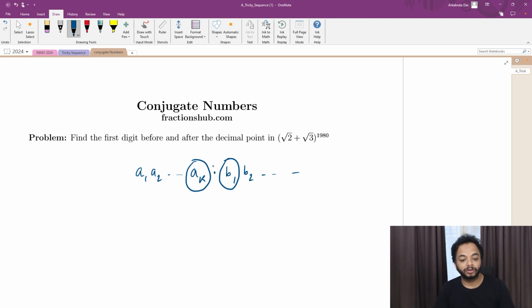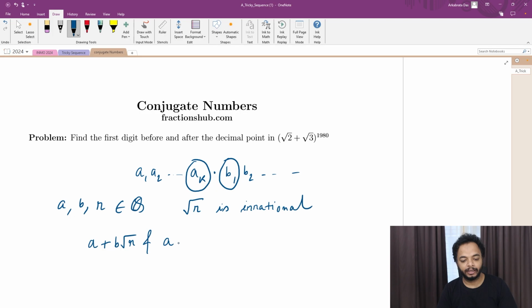Now, what are conjugate numbers? If a, b and r are rational numbers such that root r is irrational, this is the condition. Then a plus b root r and a minus b root r are said to be conjugate numbers. They are conjugates of each other.